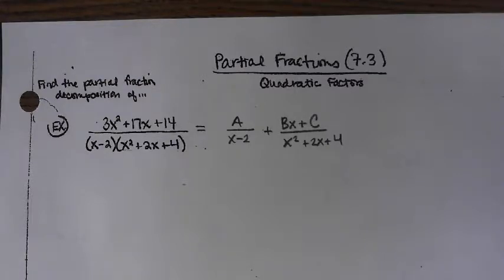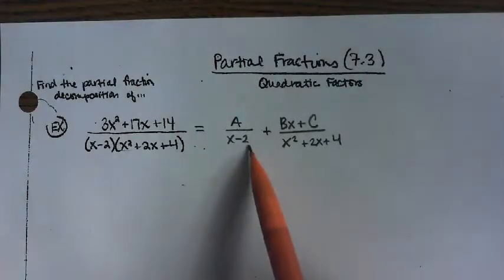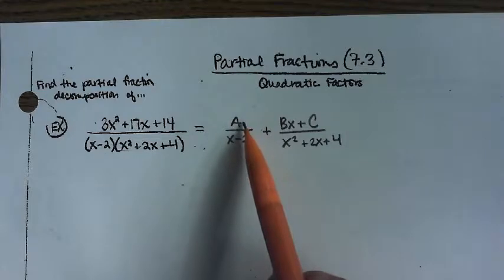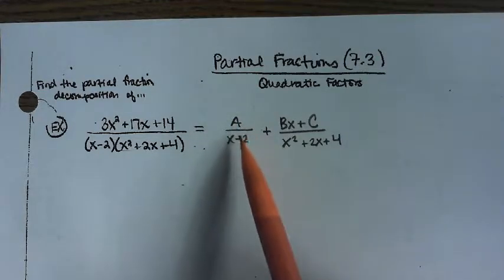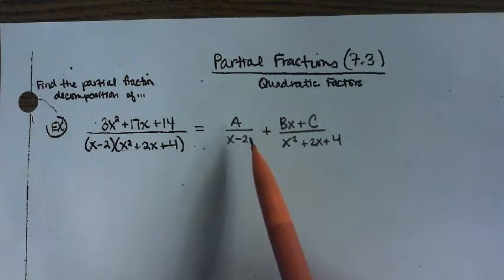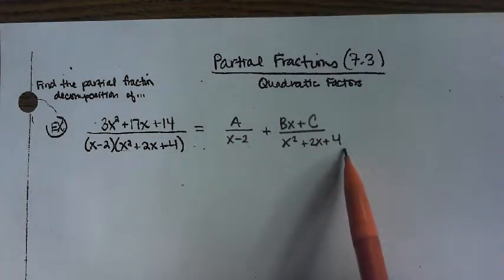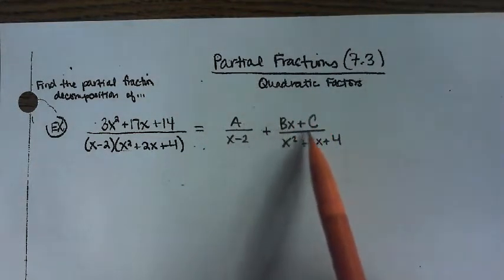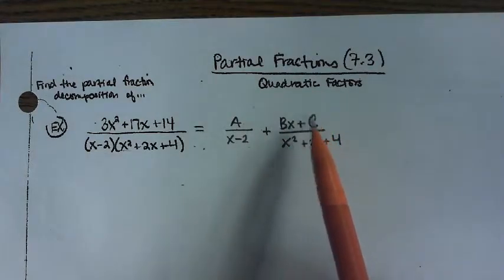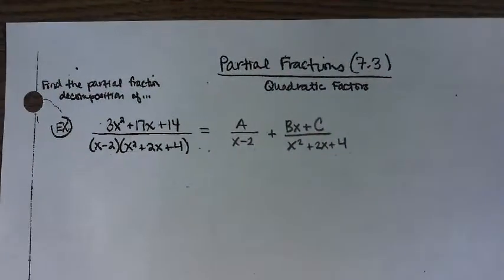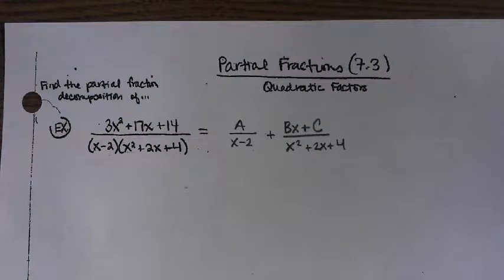I will explain it this way. When you have a linear factor, you have a constant numerator that goes along with that. A is just a constant. It'll just be a number. When you have a quadratic factor, you have a linear numerator. So the numerator placeholder, I guess, is always 1 degree less than the denominator.